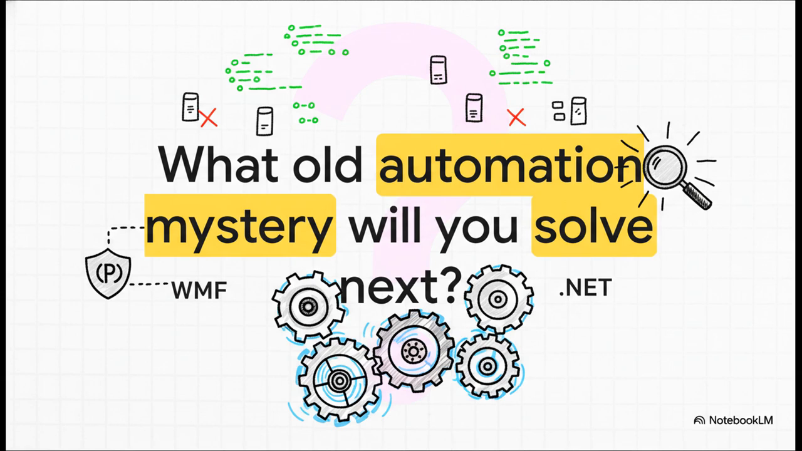By understanding the machinery underneath PowerShell, the errors that used to seem so random and frustrating now actually make sense. So the question is, with this new clarity, what's that old nagging automation problem that you're going to go tackle next?